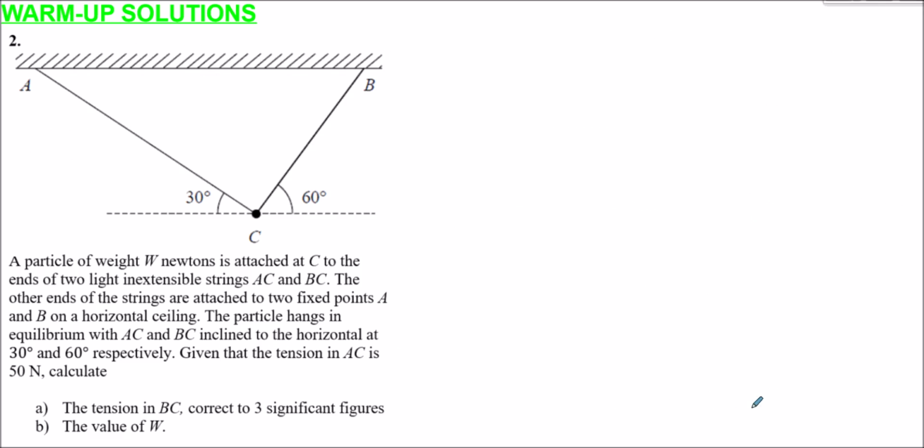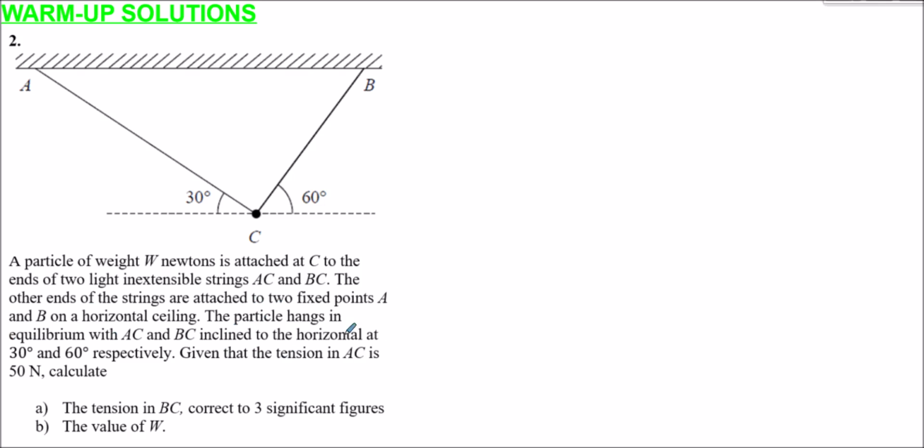So this one here is a particle suspended by two strings. We've got a string AC and another section of a string going from C to B. So like I said, it's just fixed at A and B. The particle is hanging in equilibrium with AC and BC inclined to the horizontal at 30 degrees and 60 degrees respectively. So that's been given.